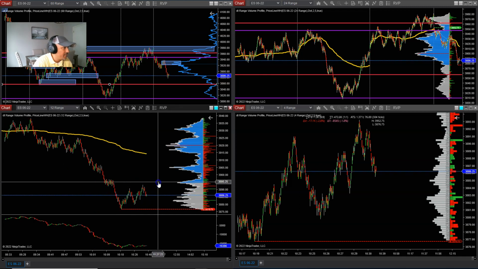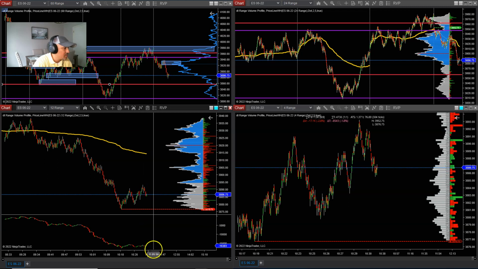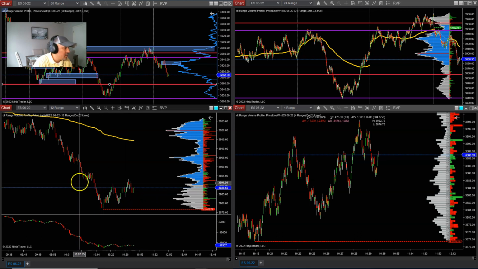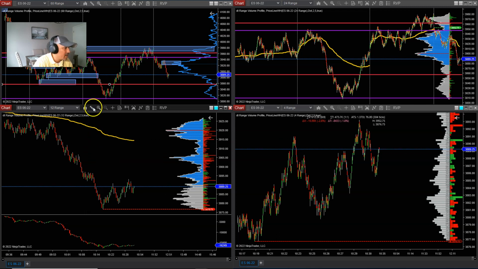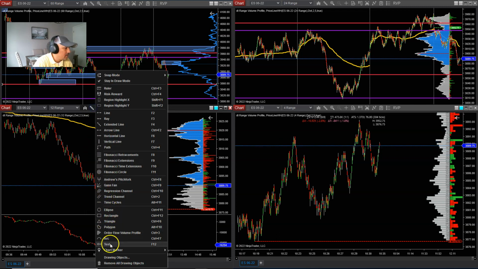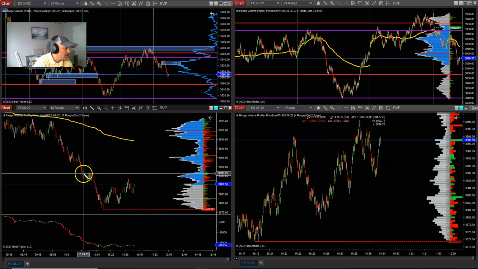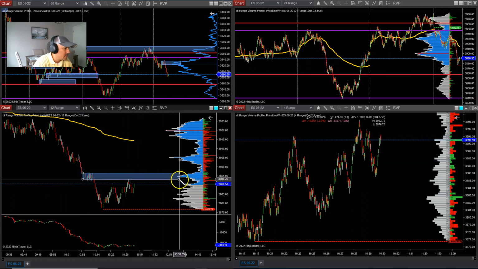That was a trade off of the 12 range chart. This candle closed right here to the downside on a pullback to this area right here, which is an area of supply, sitting right here on the 12 range. The area is going to be pretty much right here, the zone.